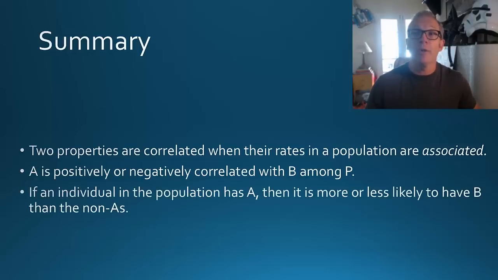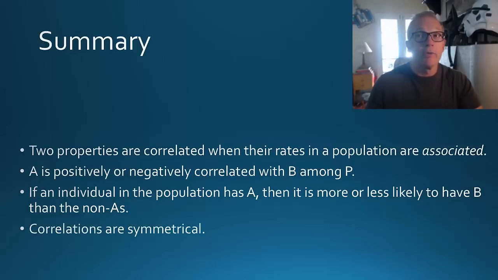If an individual in the population has A, okay, so we've got some population and we pluck out some individual who has A. They have diabetes, or they're eating ice cream, or they're using their windshield wipers, or they have big shoes. Then that individual is more, or if it's a negative correlation, less, likely to have B than the other individuals who don't have diabetes, or aren't using the windshield wipers, or don't have big shoes, or whatever. We've learned that correlations are symmetrical: when you flip them around and reverse the two factors A and B, they mean the same thing and they're equivalent.